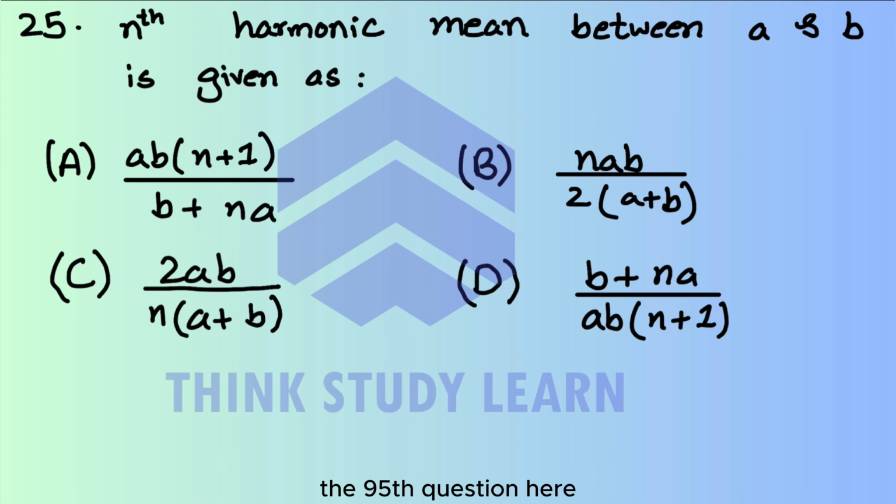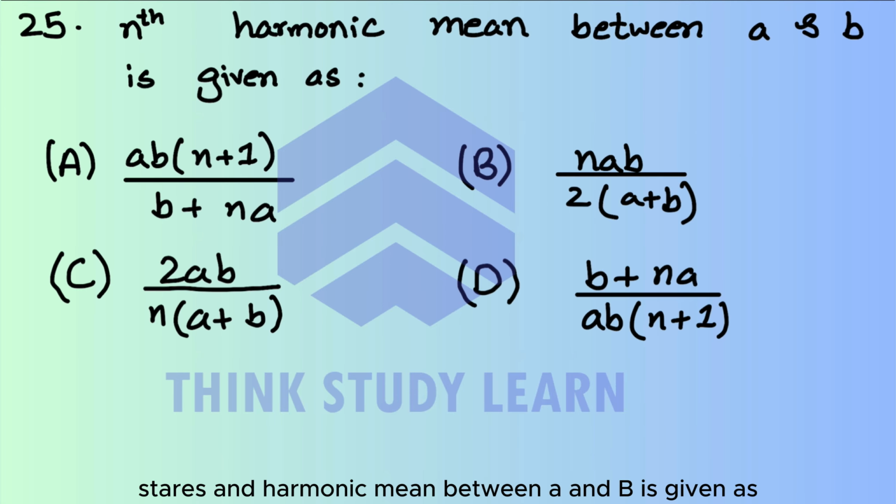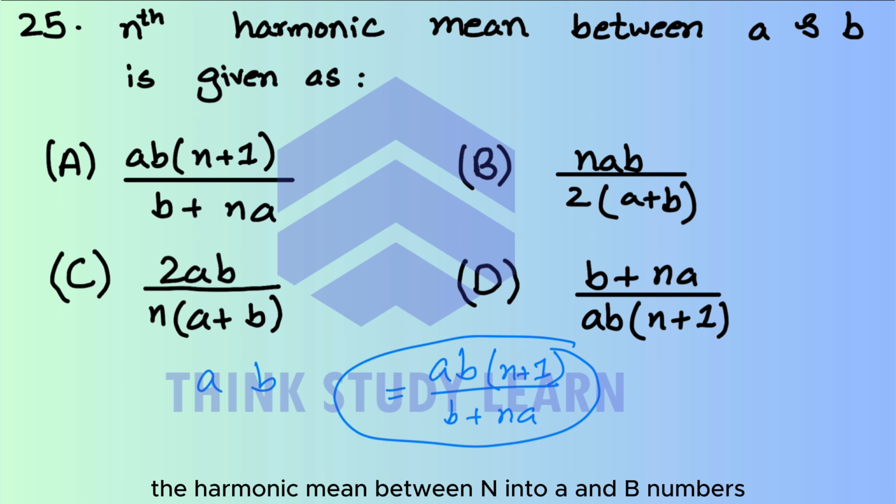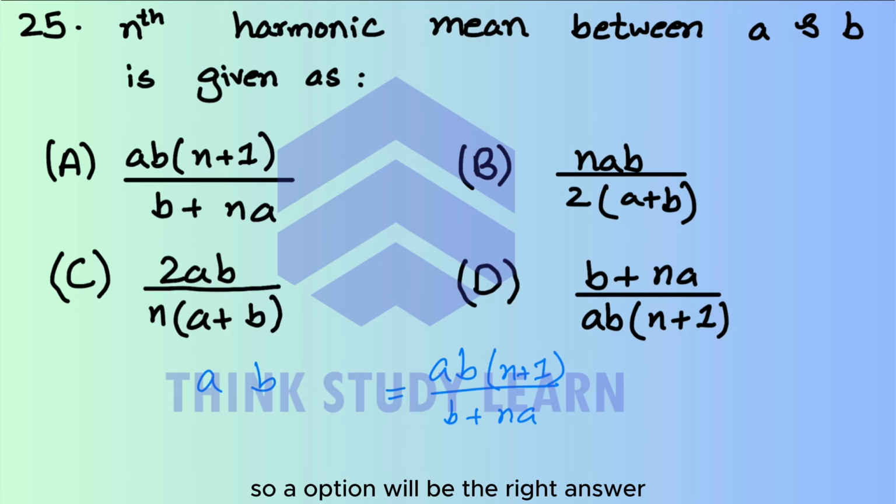The 25th question states: the nth harmonic mean between a and b is given as. So we know that the harmonic mean between any two numbers a and b will be ab(n+1) over (b + n a). So this is the formula to find the harmonic mean between any two numbers a and b. So A option will be the right answer.